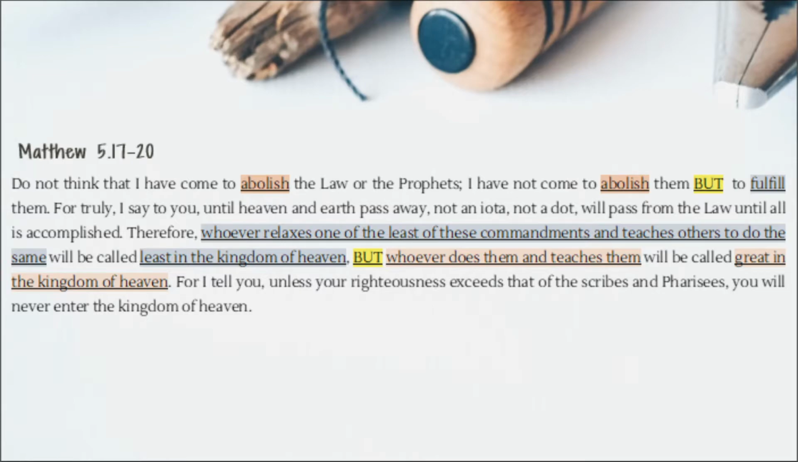Least in the kingdom. Now that whole thing contrasts on the other side of the but. See the but underlined and highlighted? So whoever relaxes these commandments and teaches others to do the same is contrasted with whoever does the commandments and teaches others to do the same, right? So somebody who takes the word seriously against somebody who doesn't. The one who takes it not seriously is called least. Whoever takes it seriously is called great. And that's your contrast.